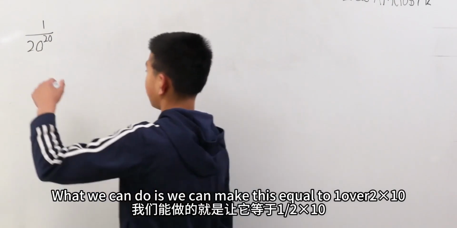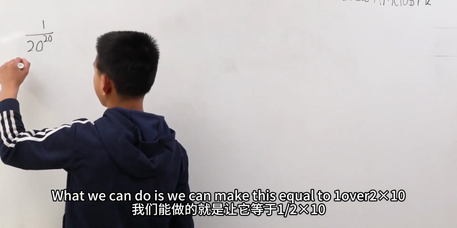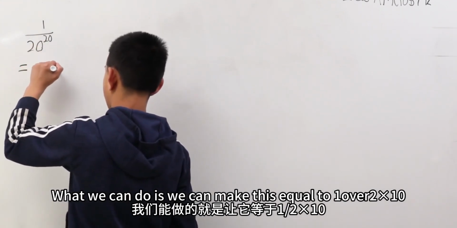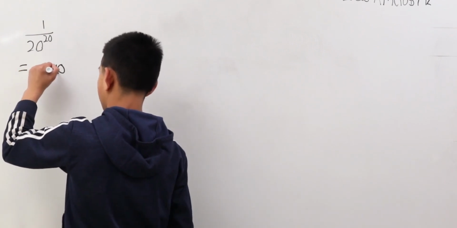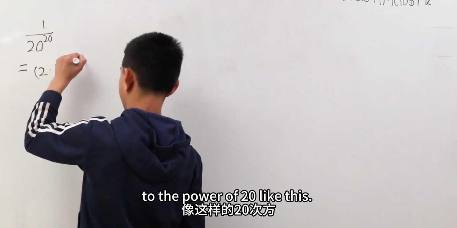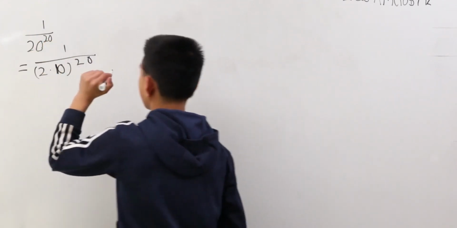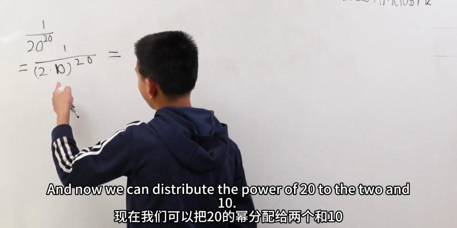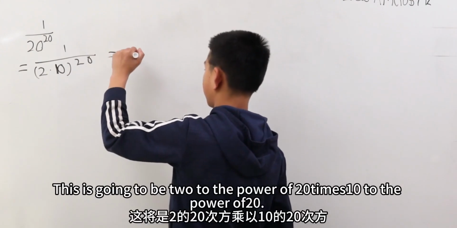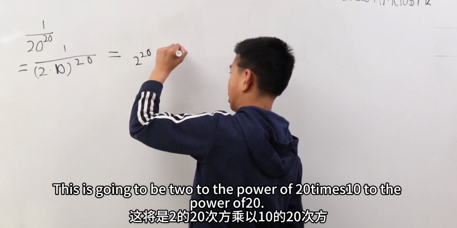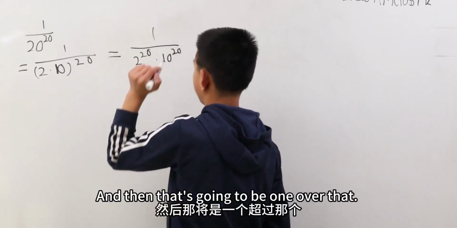So what we can do is make this equal to 1 over 2 times 10 to the power of 20, like this. And now we can distribute the power of 20 to the 2 and 10. This is going to be 2 to the power of 20 times 10 to the power of 20. And then that's going to be 1 over that.